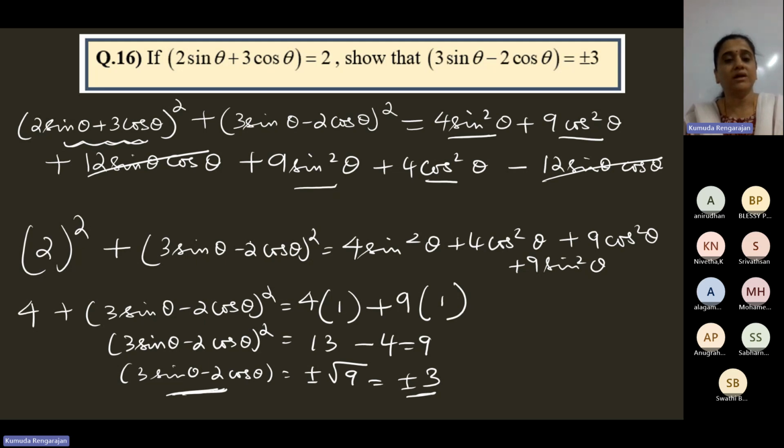Whenever the question involves sine theta and cos theta, always square and add. When it involves secant and tan, cosecant and cot, square and subtract, because the identities are like that. Sine square theta plus cos square theta is 1. But secant square theta minus tan square theta is 1. Cosecant square theta minus cot square theta is 1. So for questions similar to this one, but instead of sine and cos you have secant and tan or cosecant and cot, you must square the expressions and subtract them, not add.